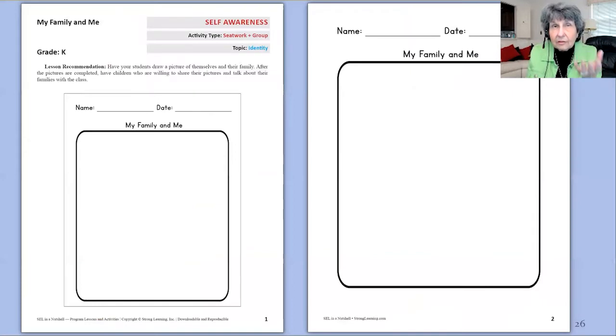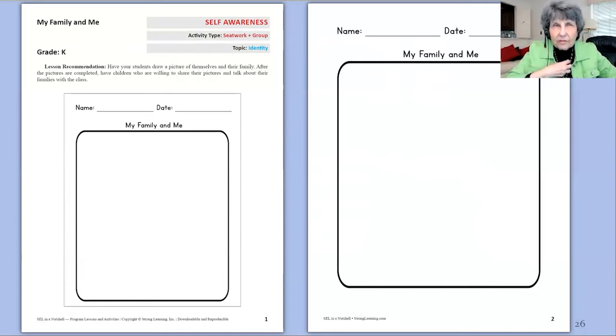And here are the lessons. Keep it simple. Here's a sample of one of the lessons. My Family and Me. Now you see it says right on there, and this will be on everything you download. It'll say the name of the lesson, the grade level immediately. Then it's going to give the CASEL category. This is self-awareness. The type of activity. Is it a game? Is it a play? This one is seat work plus a group activity. And what is the topic dealing with?